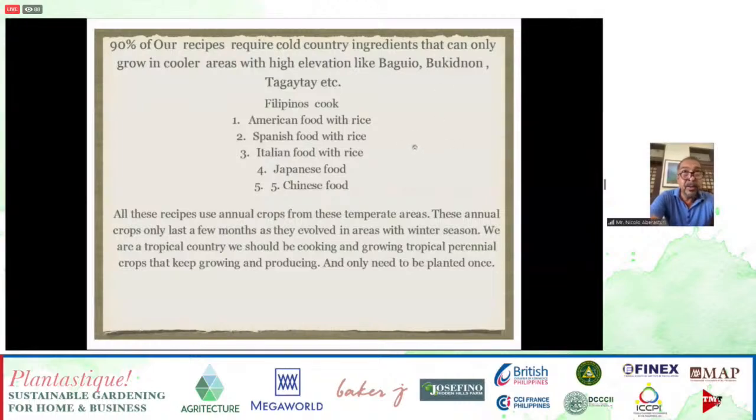So we can only do bahay kubo, no? Which gives the farmers, the bulk of our farmers, very little access to the type of vegetables that the market wants. So I believe we have to have a mix, and we have to try to develop a lot of our own recipes using our own perennial tropical vegetables. Okay, so what are these? So we have here a list, no?